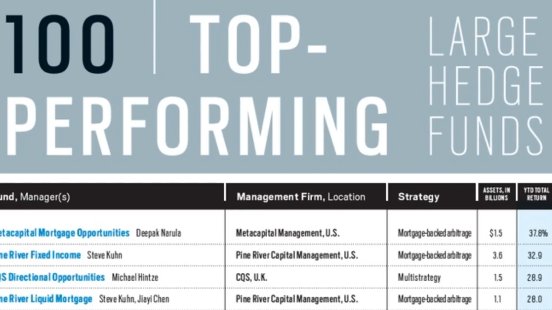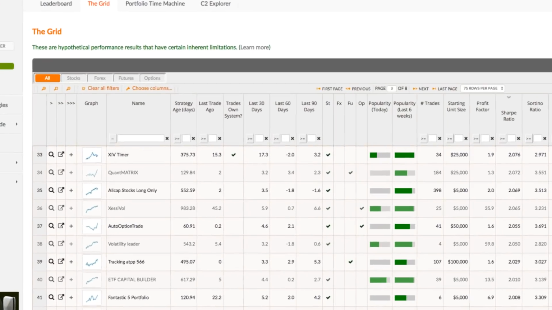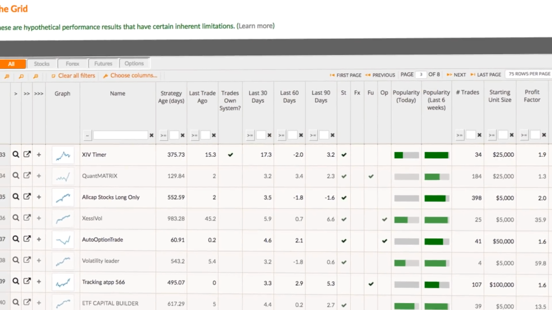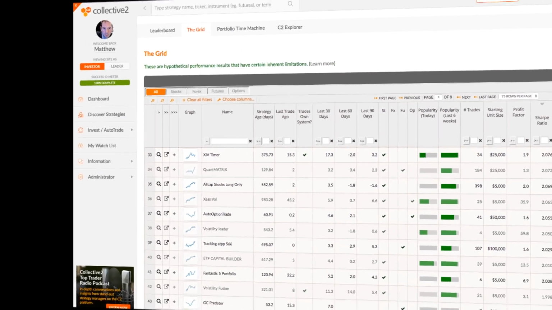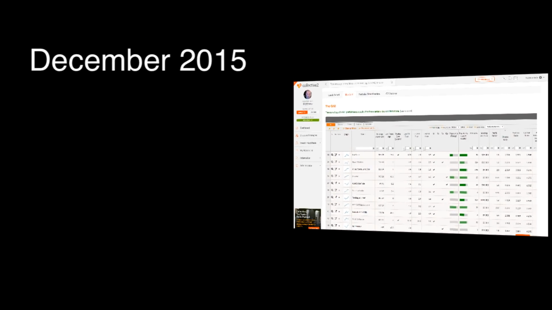You can always find the top 10 hedge funds, and you can always say to yourself, well, all I need to do is pick the top 10 hedge funds. But of course, you need to pick them before they are the top 10 hedge funds. Okay, so what are we going to do about it? Well, let's say you could move backwards in time and look at who was leading Collective 2 way back when. Let's say December 2015. That's a couple of years ago.